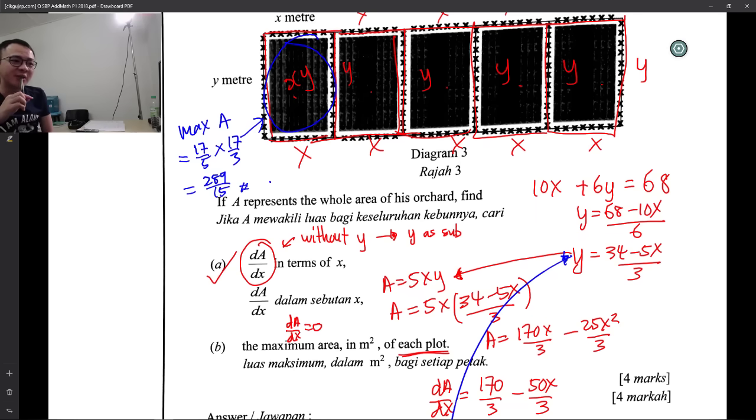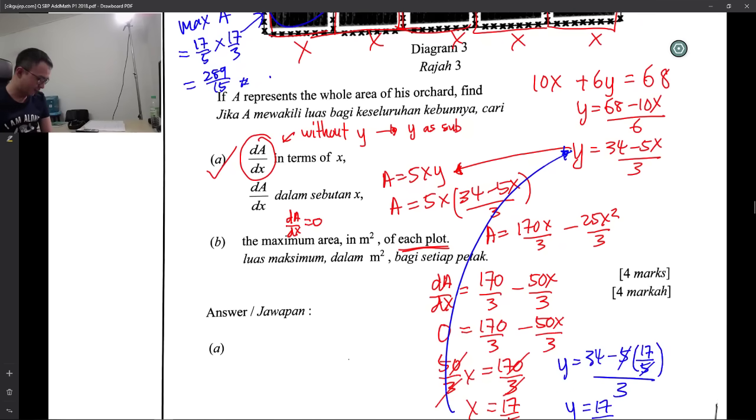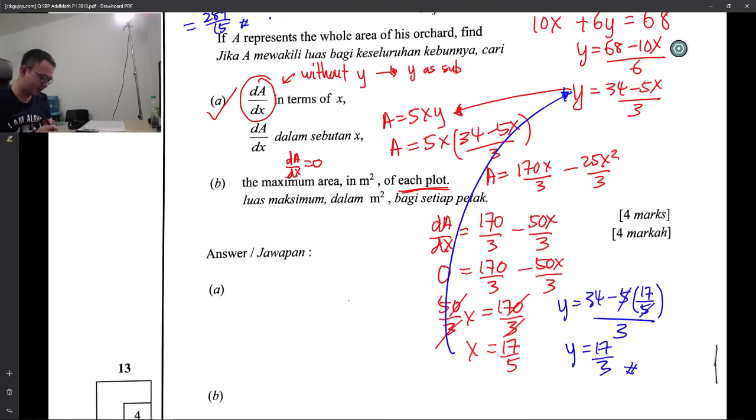Yeah, this question is a little bit tricky, but shouldn't be too hard over here. Why 50x over 3? The 50x over 3, I just move to the other side, then I just solve it. The 50x over 3 is because I differentiate the A.